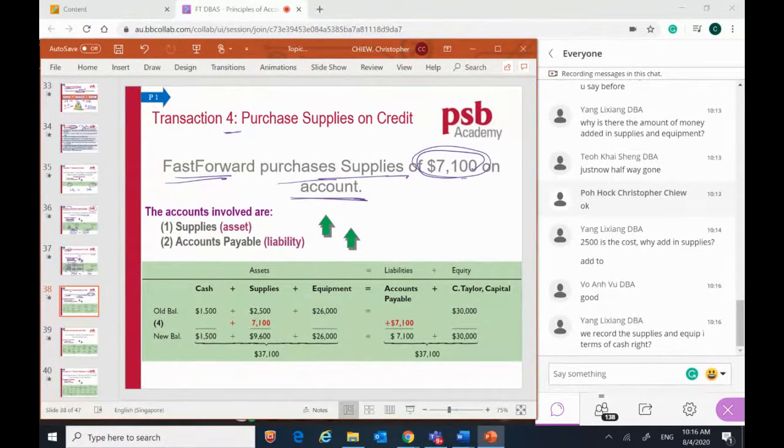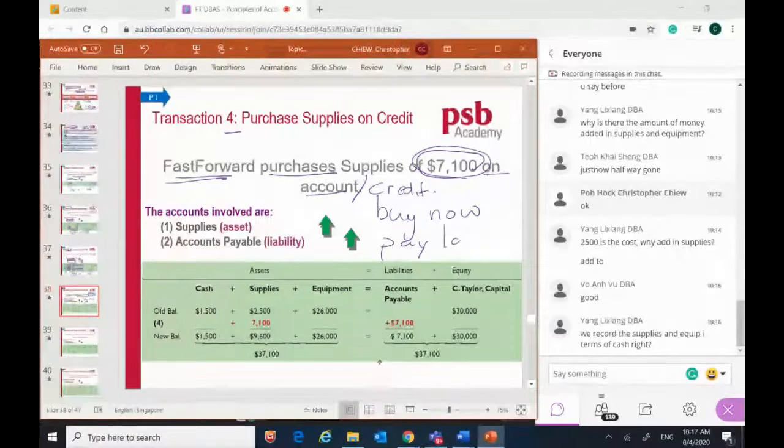Now we learn a new word. What is the meaning of purchase on account? Whenever you see this phrase, purchase on account, or purchase on credit, what it simply means is you buy now, you pay later. So this is the meaning of buying on account or buying on credit. You buy now, you pay later.